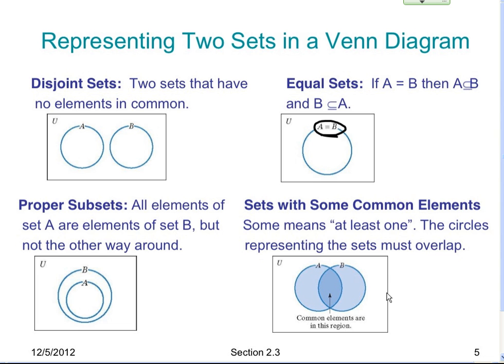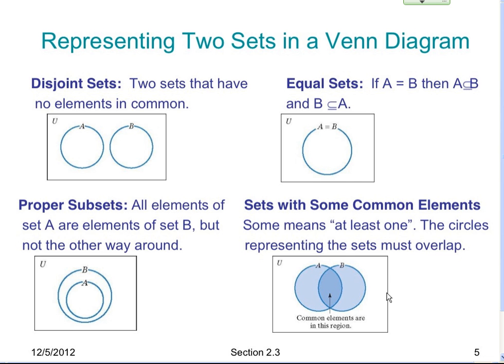Proper subset. Remember, proper subset is any subset as long as they're not equal. So all elements of A are elements of B, but not the other way around. So we've got the B and we've got the A inside.